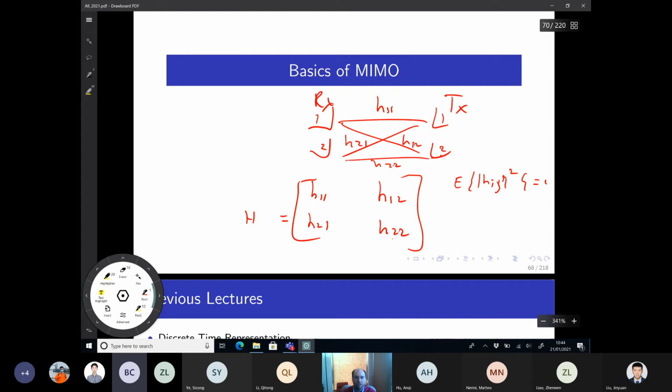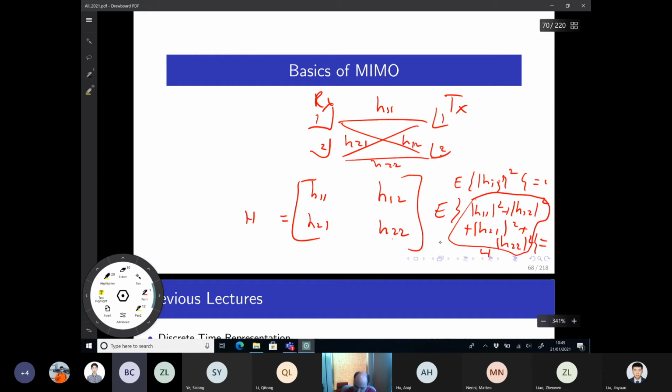Okay? So I'm going to assume that the expectation of |h_ij|^2, same as what we did before, is equal to 1. So the fading on average does not increase the SNR, the received power. And so if I take a sum of this, the expectation of |H11|^2 plus |H12|^2 plus |H21|^2 plus |H22|^2 will be equal to 4, right?